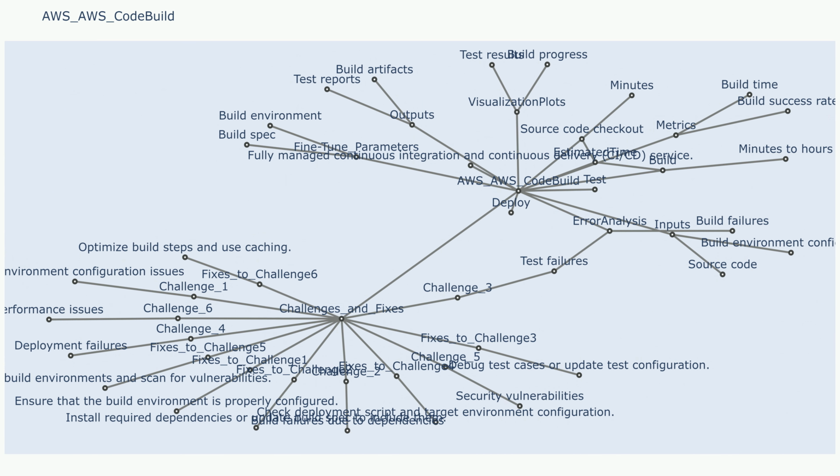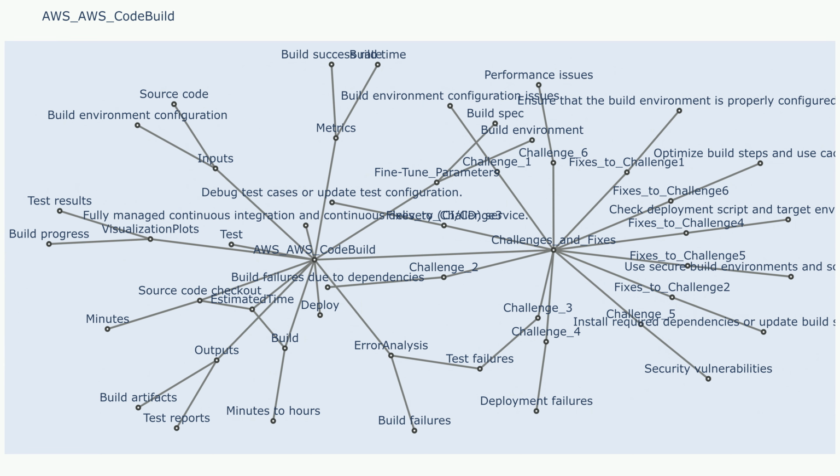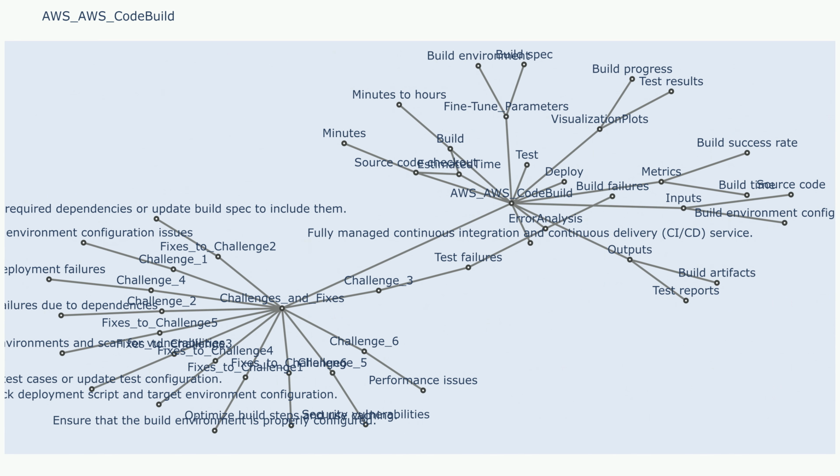Code repository. Purpose: to store the source code that you want to build. Explanation: CodeBuild requires access to your source code to build your applications. This code can be stored in various repositories such as AWS CodeCommit, GitHub, Bitbucket, or S3. CodeBuild integrates with these repositories to fetch the code and initiate builds.